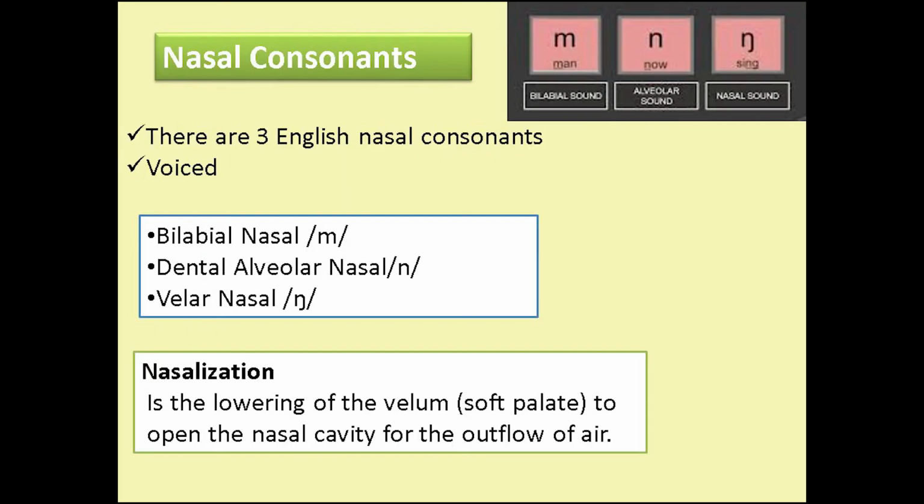And what about nasal consonants? What are they? Nasal consonant sounds are made by blowing the air in the mouth and releasing the sound through the nose. There are only three English nasal consonants, and they are all voiced. Bilabial nasal M, dental alveolar nasal N, velar nasal N.